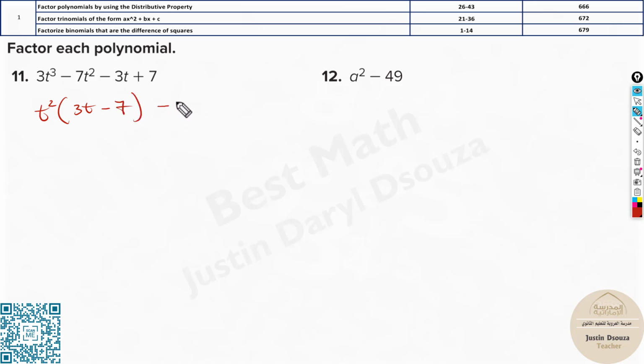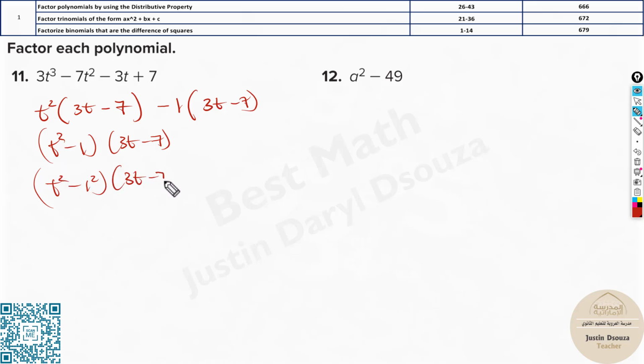Here, let us take minus 1 outside. Why? Because 3t plus 7 is there, but we just need minus 3t plus 7. We just need the opposite signs. So we take minus 1 outside and you're remaining with 3t minus 7. Now it's t squared minus 1. That's one term. And then we have 3t minus 7. Now this is just like writing 1 squared is equal to 1. So it's a squared minus b squared, isn't it? T squared minus 1 squared, 3t minus 7. Now let's split it out. T plus 1, t minus 1, and 3t minus 7. That's it.